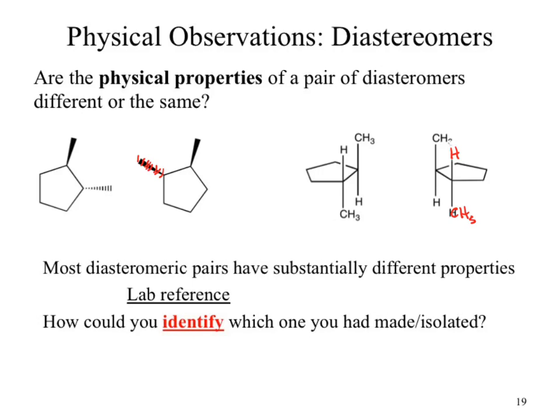Now we run into an interesting issue. Number one, are they diastereomers? No. So our whole concept of diastereomers now goes out the window. We're not looking at diastereomers, we're looking at enantiomers. What about their physical properties?